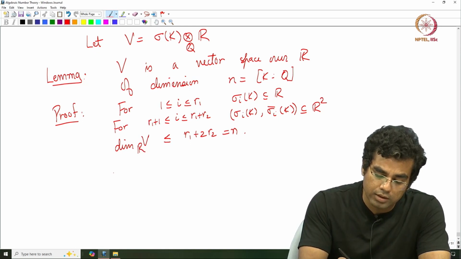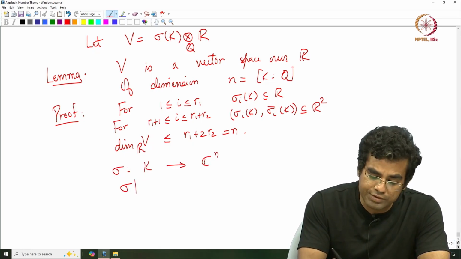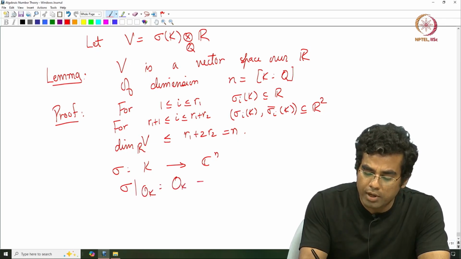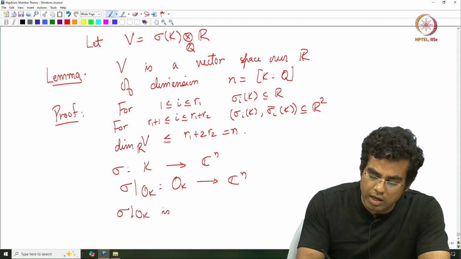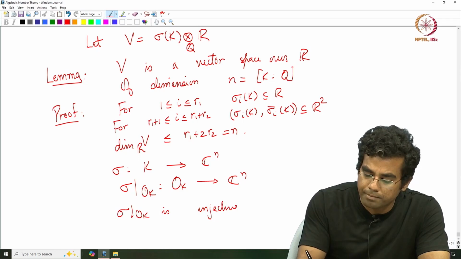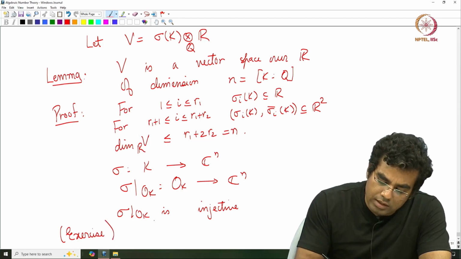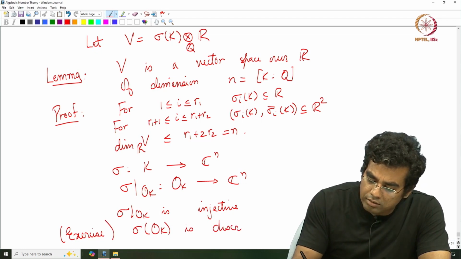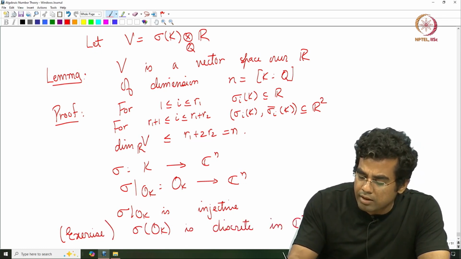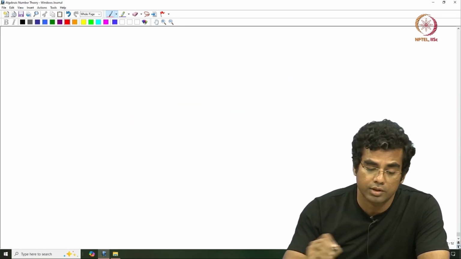Okay. So, how do I do that? So, I have sigma from K to C to the n, right. This is an injective map. So, if I restrict this to OK, this is a map again into C to the n, and this is injective. So, sigma restricted to OK is injective, right, and you take it as an easy exercise that sigma of OK is discrete in C to the n. This is just like what we did at the beginning of today's lecture. Okay.